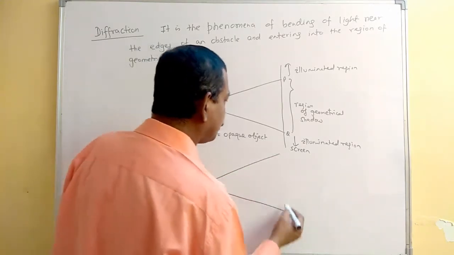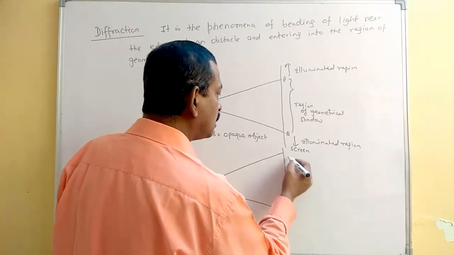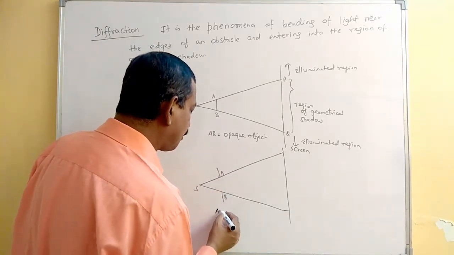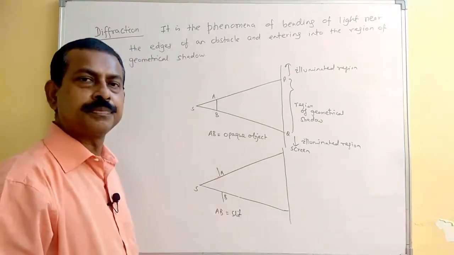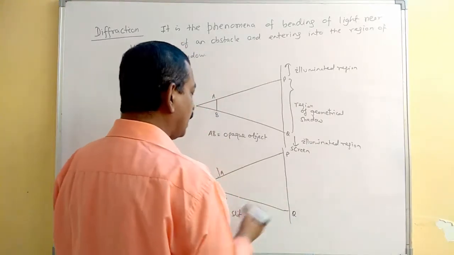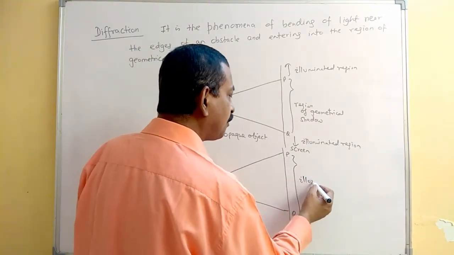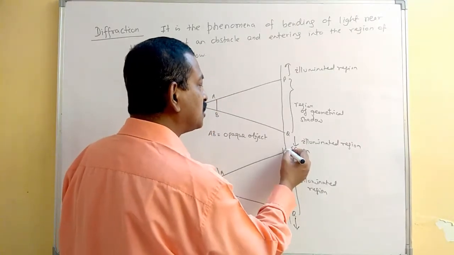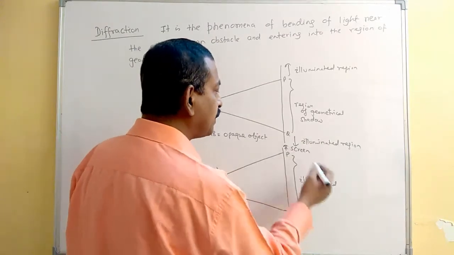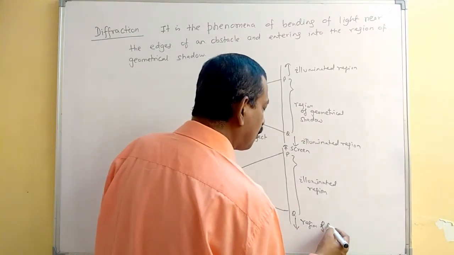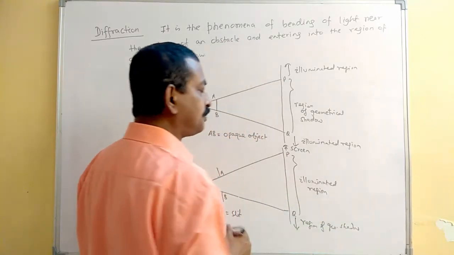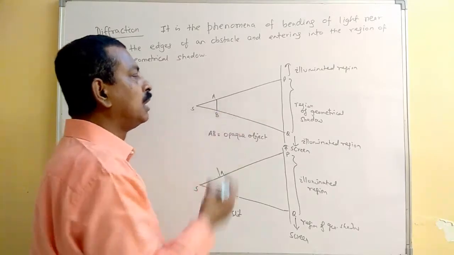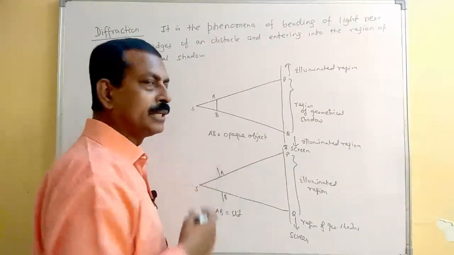Let's take another setup. Here again it is your source, but this AB is now a slit. And again here you have the PQ. Now this time this will be your illuminated region, whereas beyond PQ, that means this part as well as this portion, will be your region of geometrical shadow. So on the screen we get it like this. These are the two arrangements which we are using, and what we are observing here is very common, which we observe in day-to-day life.